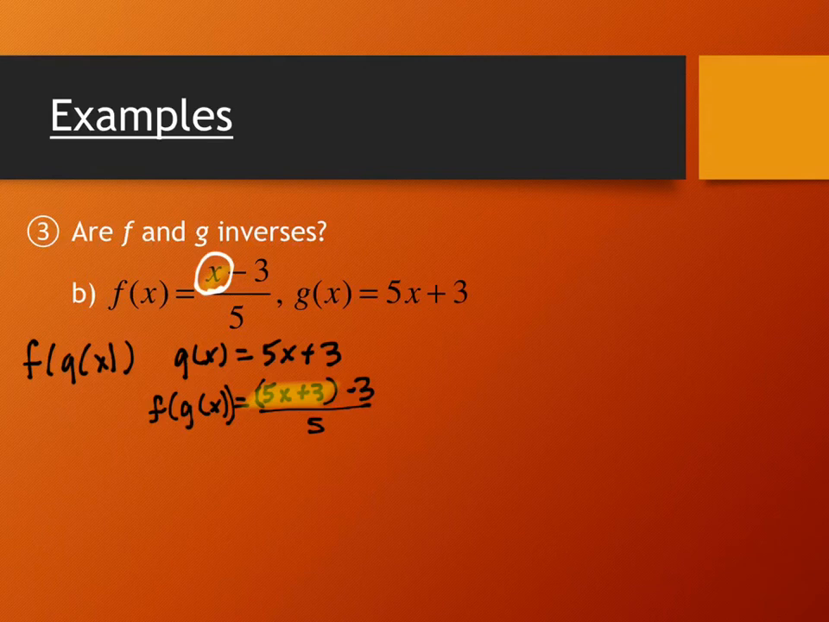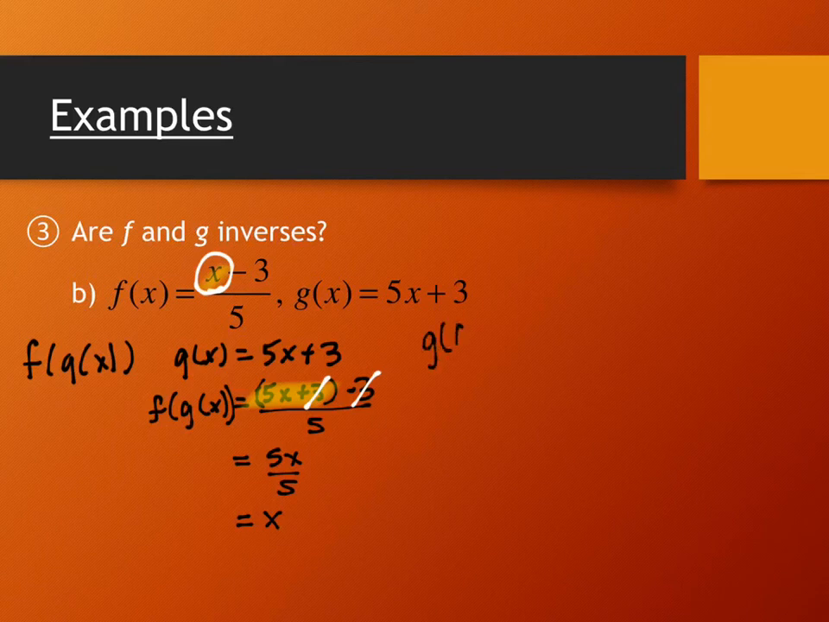Beautiful things happen there, right? What do you cancel first? The 3's. Positive 3, negative 3. So what I would have if I wrote this step out next is I have 5x over 5, which is what? X. So this is actually a little bit easier because I don't have the decimal multiplication to do.